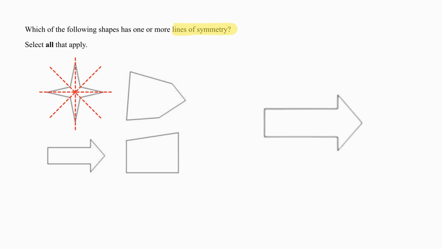Check out this arrow. If we draw a horizontal line right through the middle of the shaft and the tip, what happens?